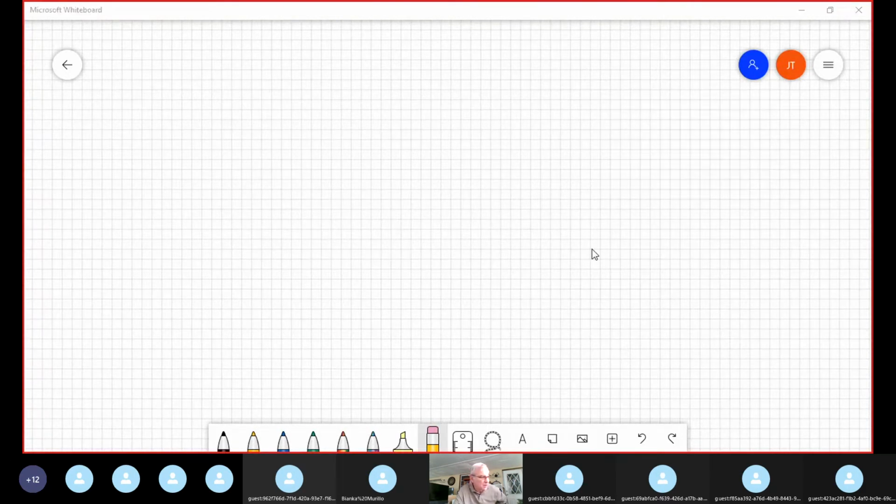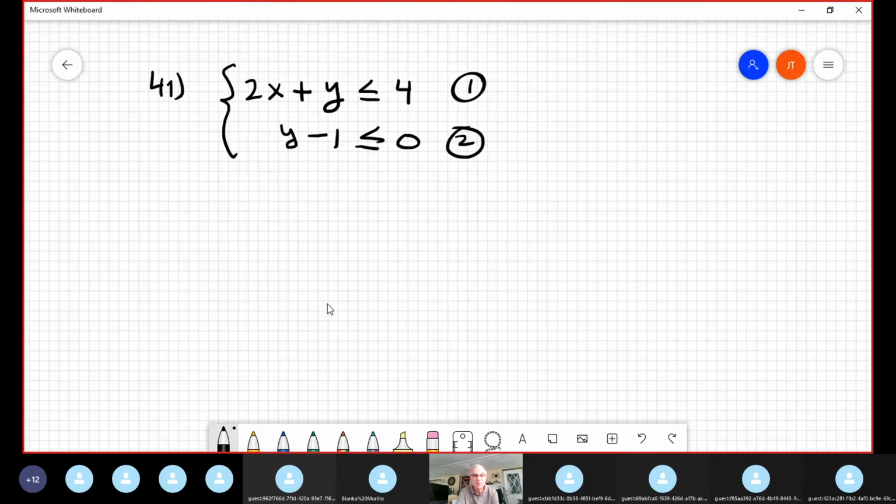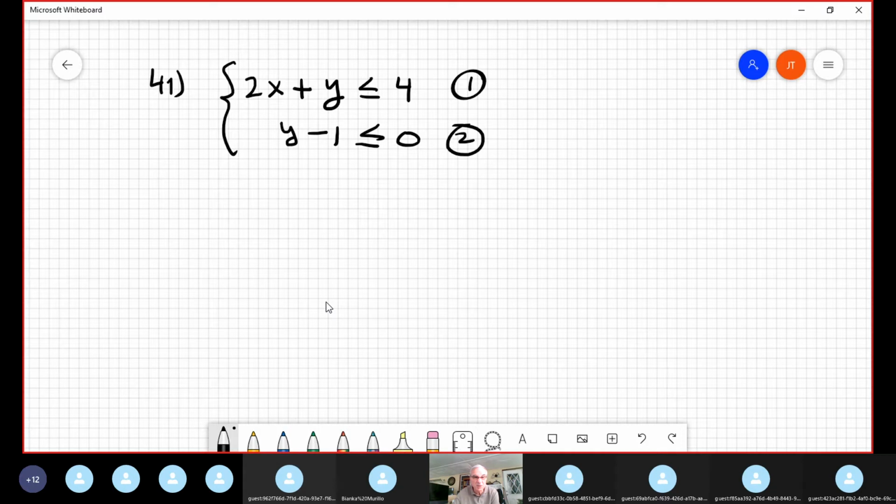Whiteboard. Let's do number 41. 41 is 2x plus y less than or equal to 4, and y minus 1 less than or equal to 0. System of inequalities. Inequality number 1, inequality number 2. Okay, what is the procedure? Well, I take one by one, separately.